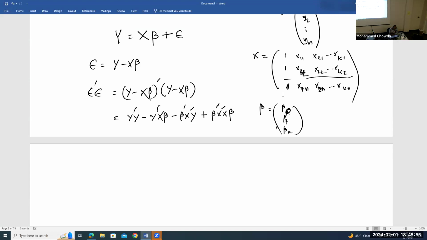Clear? These two terms are the same term. These two terms are known as the scalar. Scalar means what? Only one quantity. Okay, only one quantity. For example, let me show you. Let me give you the explanation of these terms.